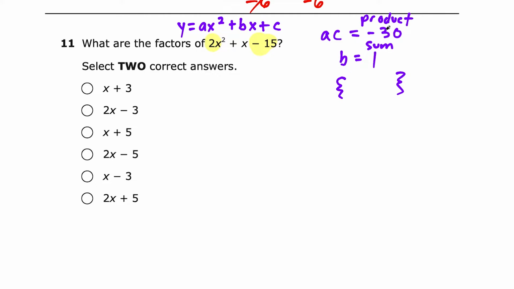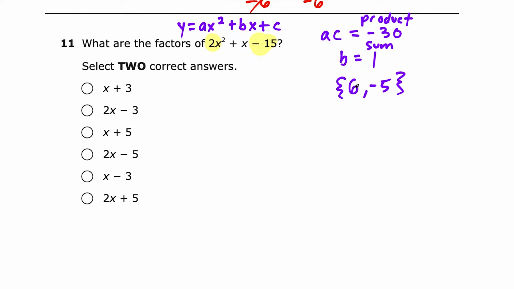So for this, you just have to be really sharp with your mental math, your times tables, and your integers. So you think about this carefully. The two numbers that are going to work are 6 and -5. Okay, 6 plus -5 is +1, and the product of those two numbers is -30.